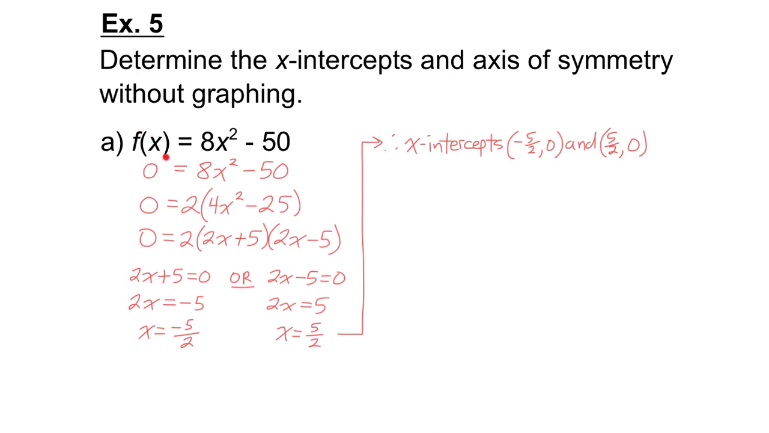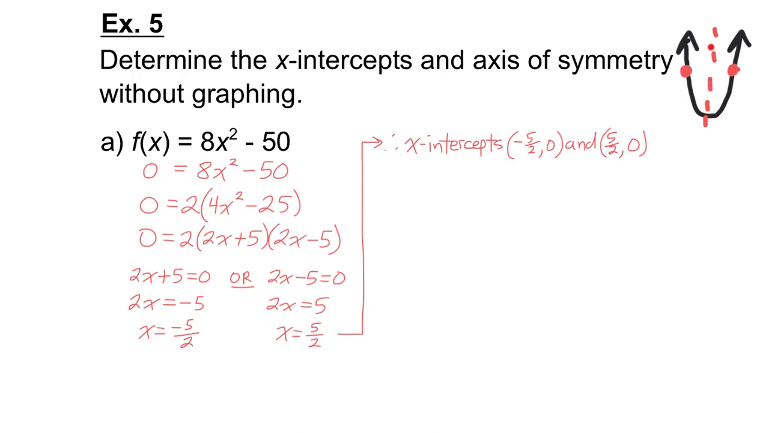So remember, the function is equal to 0 at the x-intercepts. We factor. I noticed there was a greatest common factor of 2, and this is a difference of squares. Once I've factored it, I notice that either 2x plus 5 equals 0 or 2x minus 5 equals 0. And I get my x-intercepts from those answers. Now, let's find the axis of symmetry without graphing.